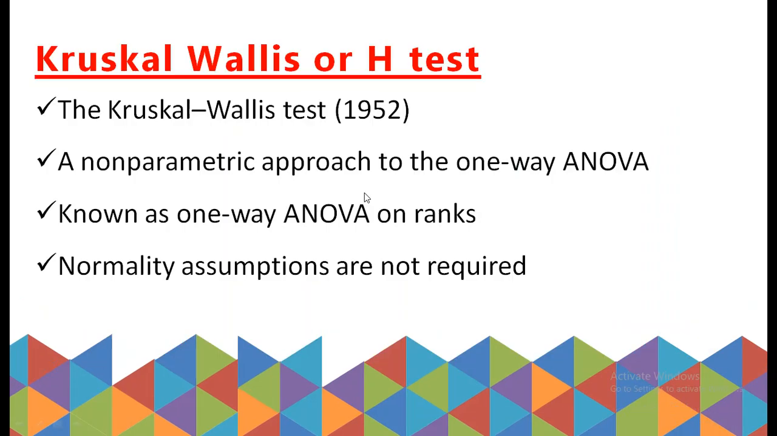So, the introduction. This Kruskal-Wallis test was introduced by Kruskal and Wallis in the year 1952. It is a non-parametric approach to the one-way ANOVA. That is why it is also known as the one-way ANOVA on ranks, and ANOVA is from the parametric test model. Usually when we are running this Kruskal-Wallis test, the normality assumptions are not required. So without checking the normality, we can run this test.